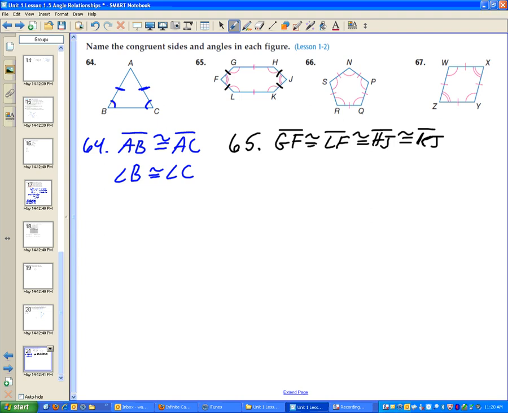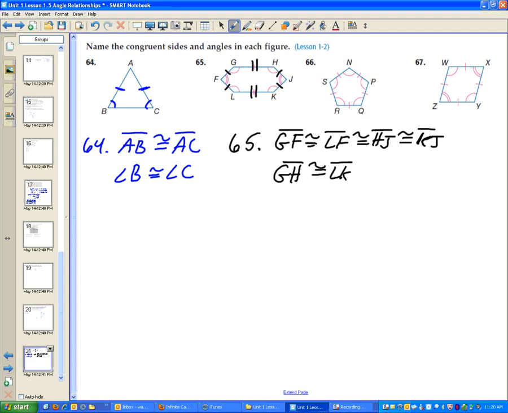Now, GH is also then congruent to LK, isn't it? They're not congruent to the other 4, but they're just congruent to each other. So I'm also going to say that segment GH is congruent to segment LK.